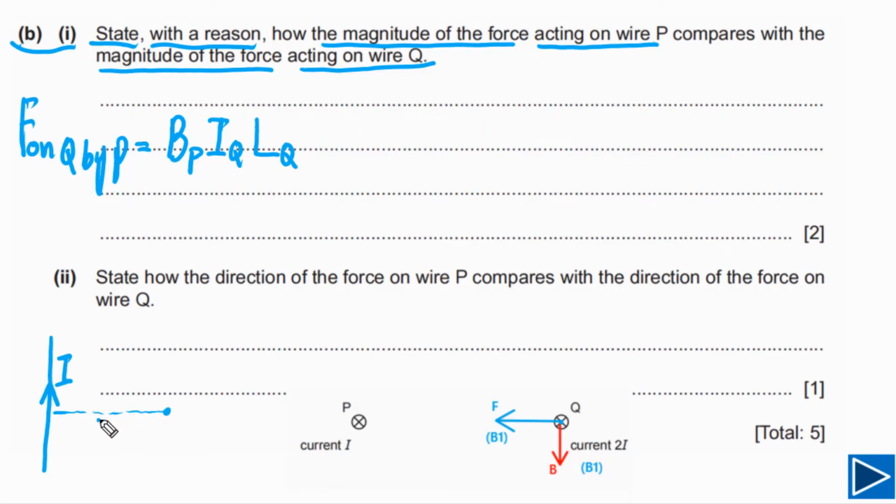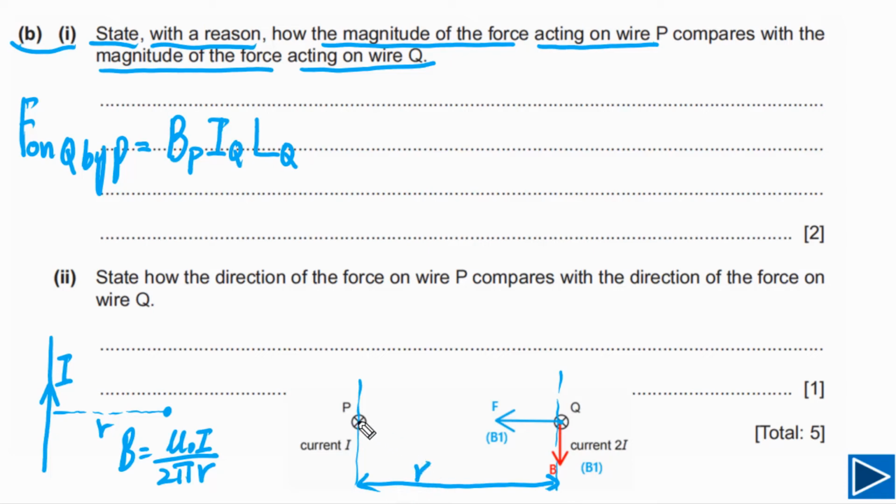Let's say we need to find the magnetic field at this point for this wire. So the magnetic field simply will be equal to mu naught I divided by 2 pi times the distance between this point and the wire. So in this case, that is equal to R. Now again assume that the distance between these two wires, let's say, is equal to R.